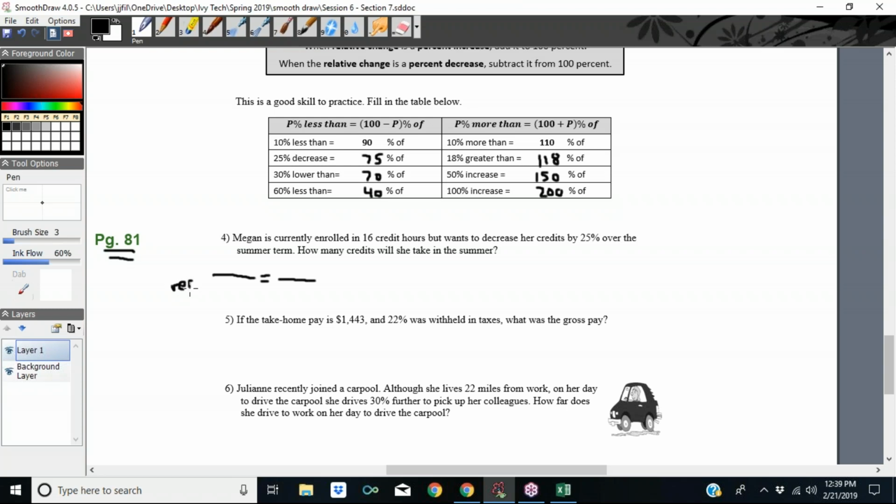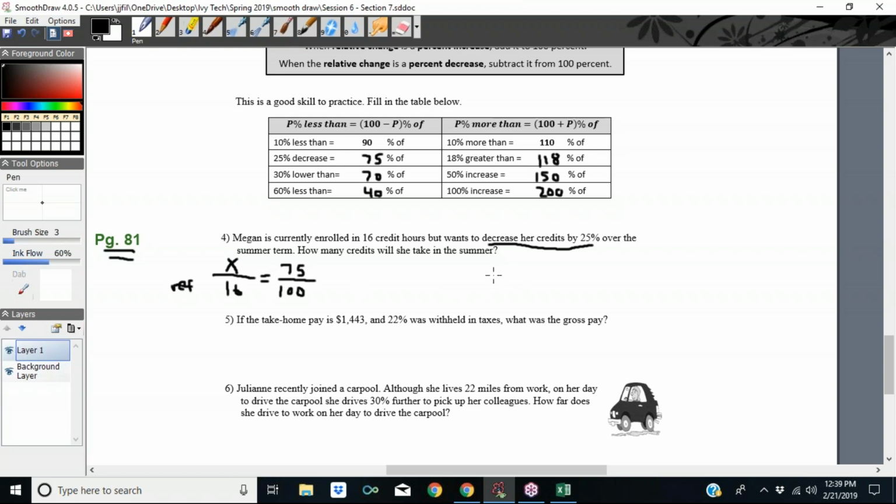We can put the reference values on the bottom. So her 16 credits that she's currently taking, 100%. And then we want to know how many credits she's going to take in the summer term, and what percent of the original is that? Well, if it's a decrease of 25%, that means it's 75% of. So that's how we would set this one up. If we put a 25 where the 75 is, then we would have found the number of credits fewer that she's going to take. We wouldn't have found the actual number that she's going to take. So that's one way to set this up.